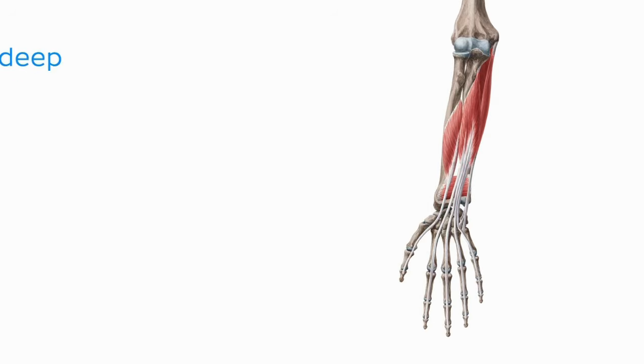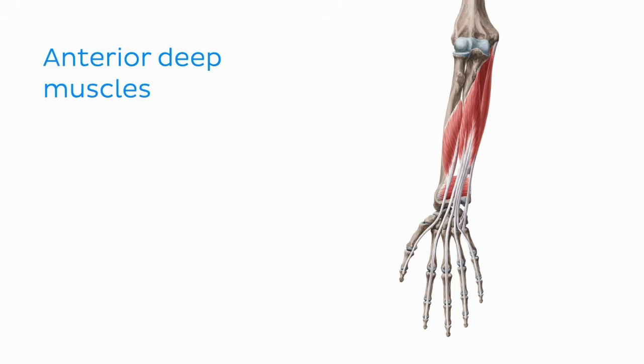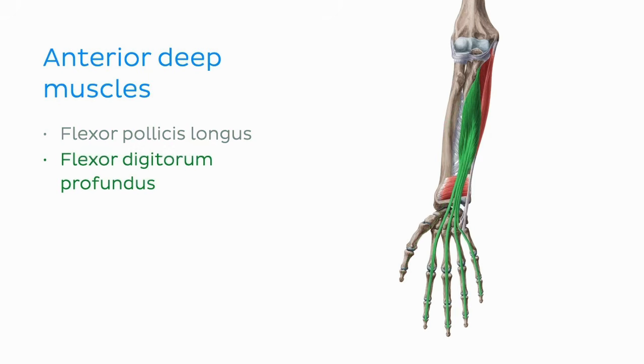Let's now move on to the deep compartment of the anterior arm. Here we meet the flexor pollicis longus and the flexor digitorum profundus muscles. These muscles are quite small and their action's weak, so they are not considered main flexors by many sources. However, we do cover them in detail in our other videos.